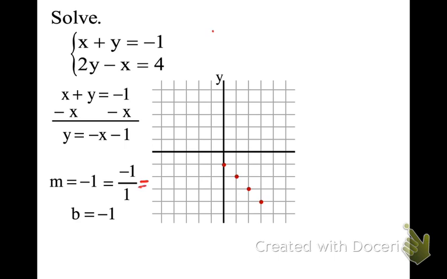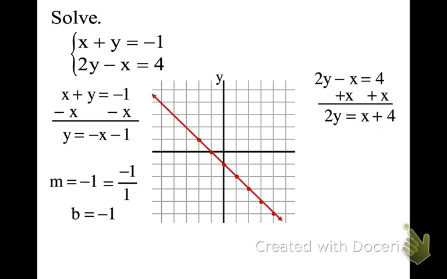I could take that negative in the denominator and make that positive. So now we are going to rise positive 1 and run negative 1. Rise positive 1, run negative 1. Basically, then connect the points. Questions? Okay.